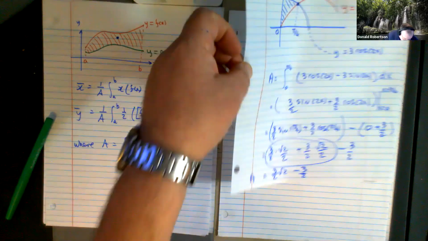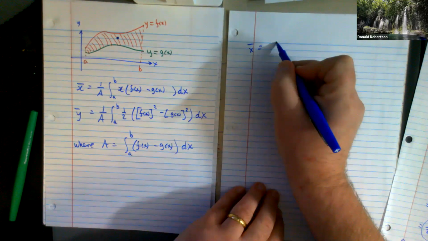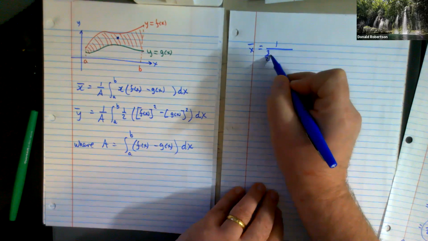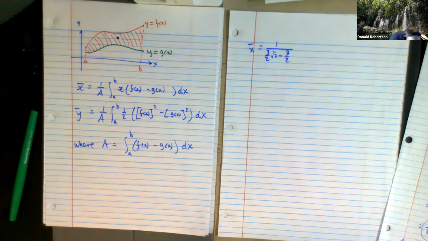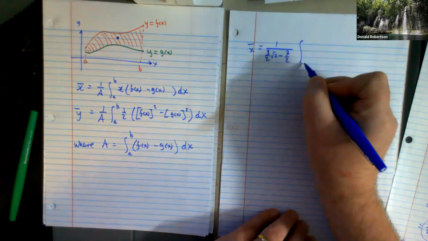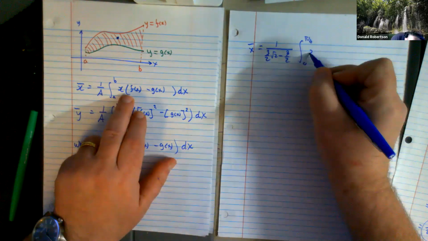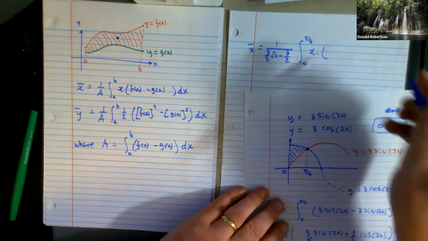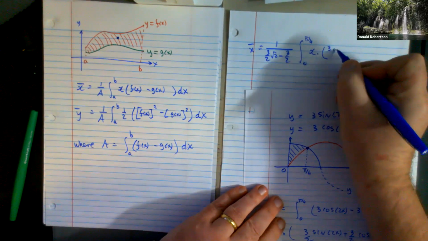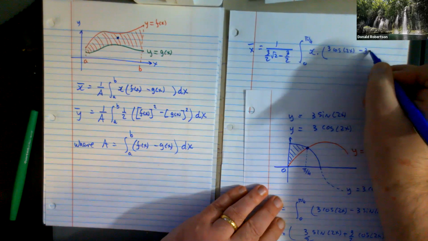Right. Let's find x bar. It's 1 over A, which is this. And I'm not even going to try and make that pretty. Just call it 1 over A and forget about it. From 0 to pi upon 4, x times 3 cosine 2x, take away 3 sine 2x.